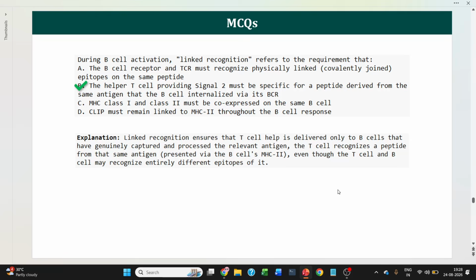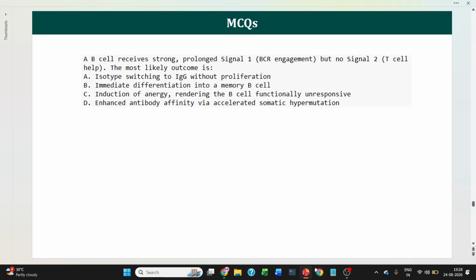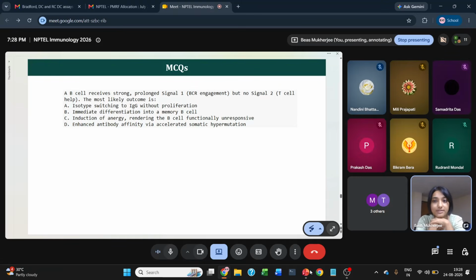Now we come to the next question. A B cell receives strong prolonged signal 1, that is BCR engagement, but no signal 2, T cell help. The most likely outcome is isotype switching to IgG without proliferation, immediate differentiation into memory T cell, or C: induction of anergy, that is rendering the B cell functionally unresponsive. Yes, great.